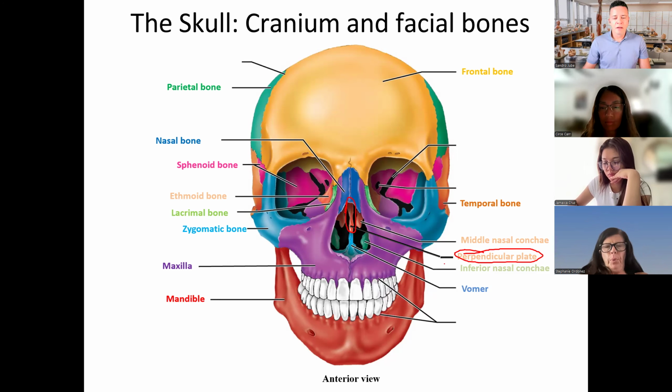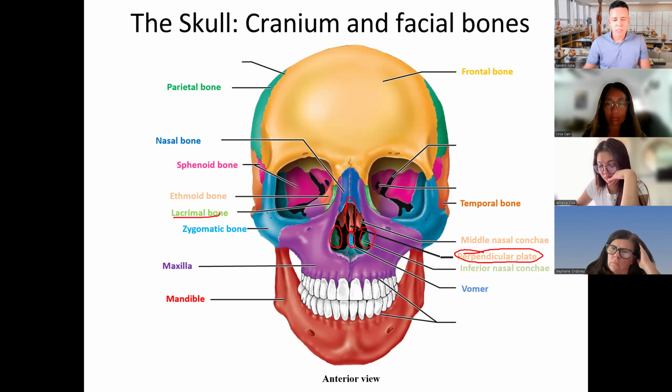Then we have the inferior nasal conchae. And the inferior nasal conchae, there are two of them. And these are markings of the lacrimal bone. Okay, so these are the inferior nasal conchae of the lacrimal. And then finally, we have the vomer right here, which is another bone on its own.